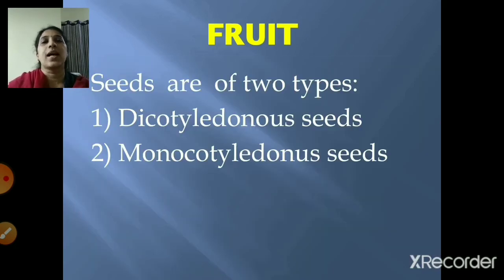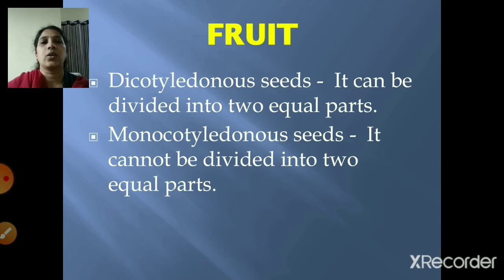Now these seeds again are of two types. One is dicotyledonous seeds and the other is monocotyledonous seeds. What are dicotyledonous seeds? Dicotyledonous seeds can be divided into two equal parts, and monocotyledonous seeds cannot be divided into two equal parts. If you take pea or groundnut and divide it, it will break into two equal parts, right?